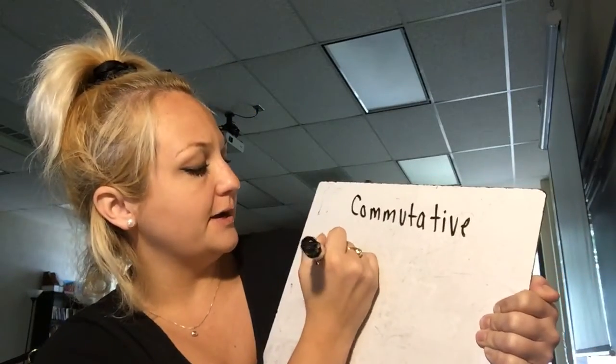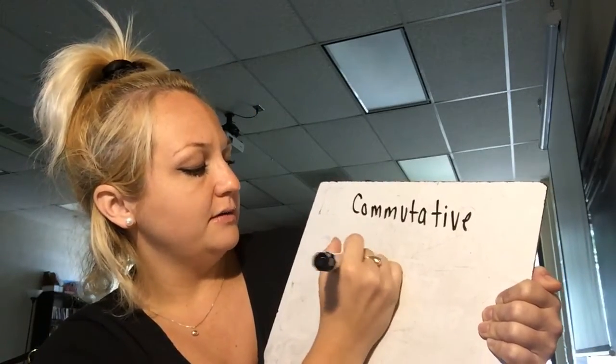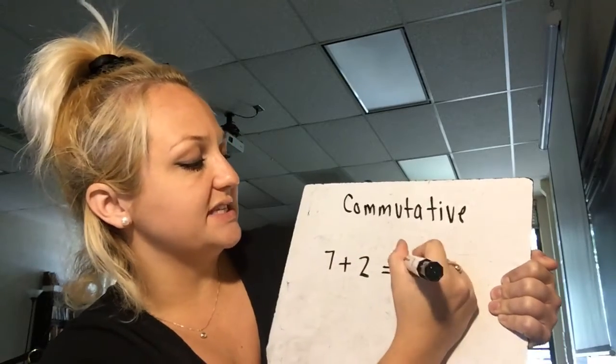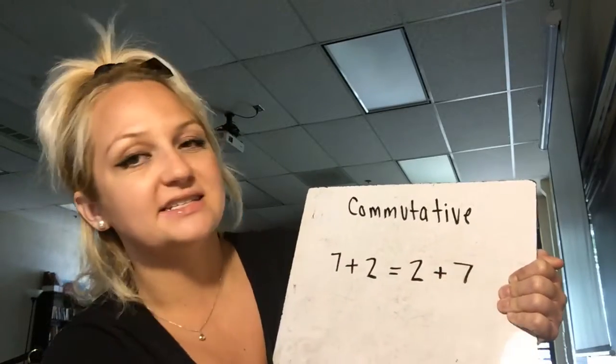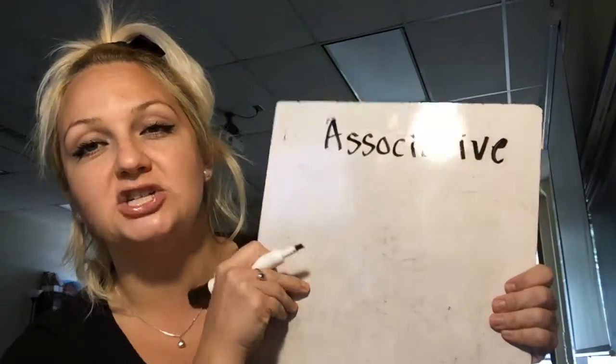So I could do 7 plus 2 equals the same as 2 plus 7. So your order changes, but your answer stays the same. So that's the commutative property. You can add any numbers in any order, and it won't change the answer. Okay, your third one is the associative. The associative property says you can change groups and it won't change the answer.